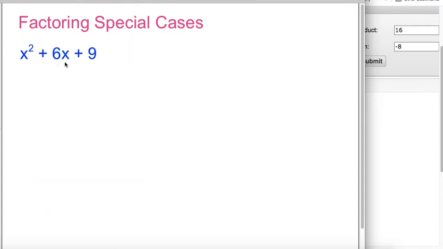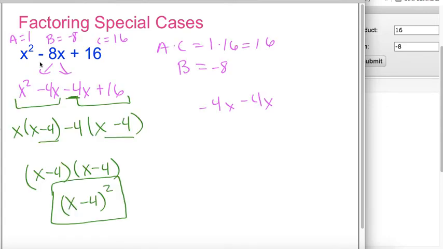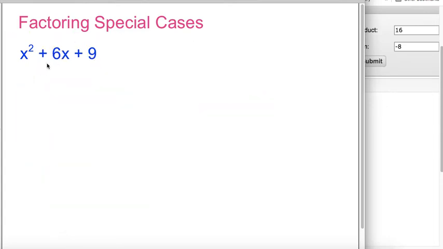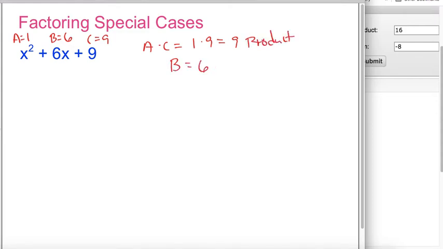This one's a little bit different than the previous one, just because this one had a negative sign and a plus sign. This one has a plus sign and a plus sign. So not exactly the same, but kind of flows the same way. A is 1, B is 6, C is 9. A times C, which is 1 times 9, is 9. B is 6. So again, we want this to be the product and this to be the sum. So product of 9, sum of 6.